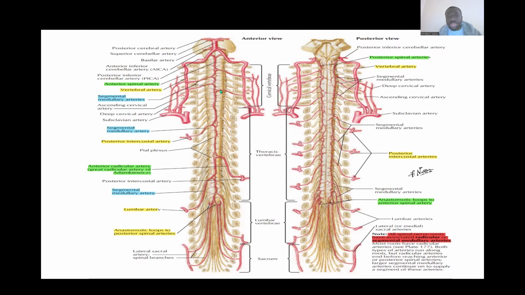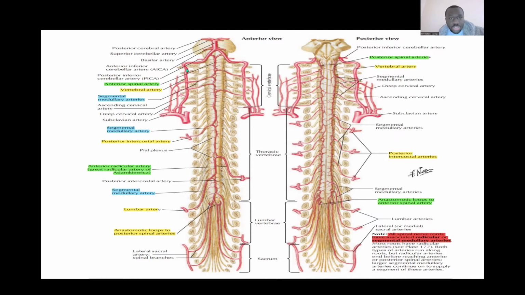So obviously the blood supply to the spinal cord is not only by the spinal arteries. We can see other arteries that are coming in, segmental arteries, okay? Segmental arteries from the vertebral artery. We can see segmental arteries from the posterior intercostal artery. We can see segmental arteries from the lumbar arteries, all contributing their own parts or portion of blood supply to the spinal cord.